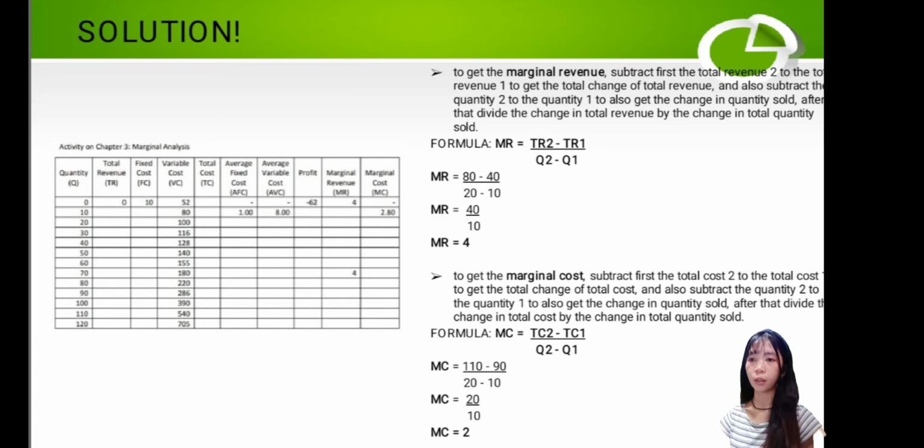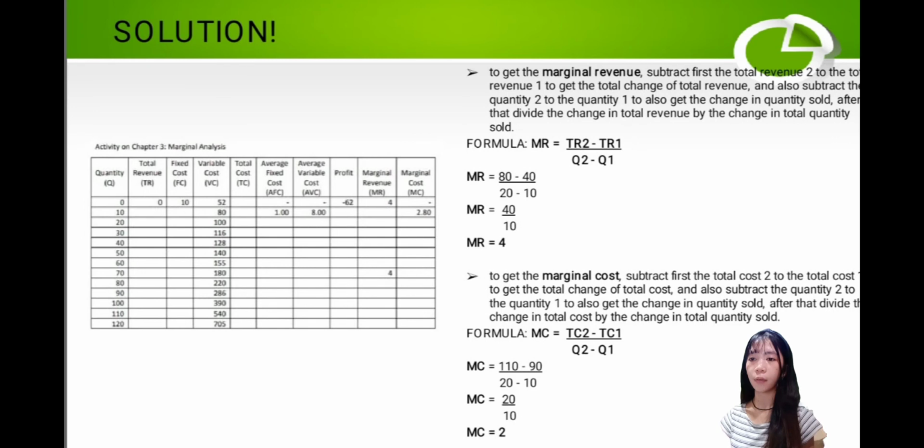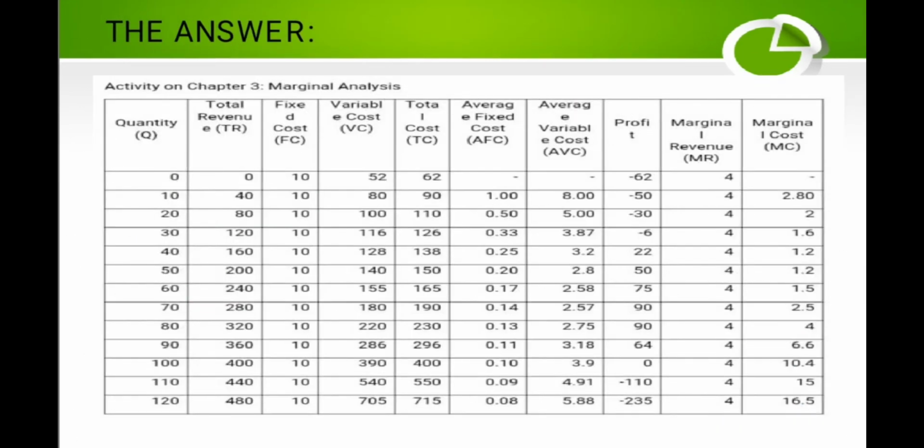And last one, to get the marginal cost, subtract first the total cost 1 from the total cost 2 to get the change in total cost, and also subtract the quantity 1 from the quantity 2 to get the change in quantity sold. After that, divide the change in total cost by the change in quantity sold. Formula: MC equals TC2 minus TC1 divided by Q2 minus Q1. MC equals 110 minus 90 divided by 20 minus 10. MC equals 20 divided by 10 equals 2. And here's the answer in my activity.